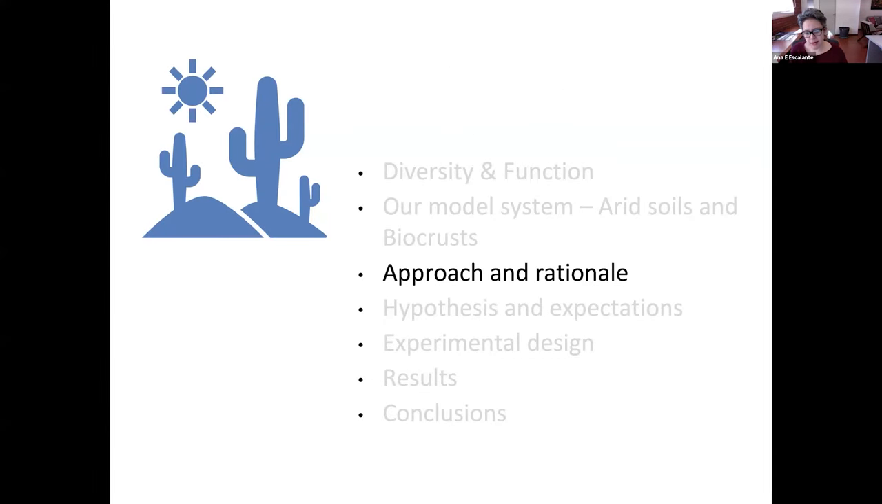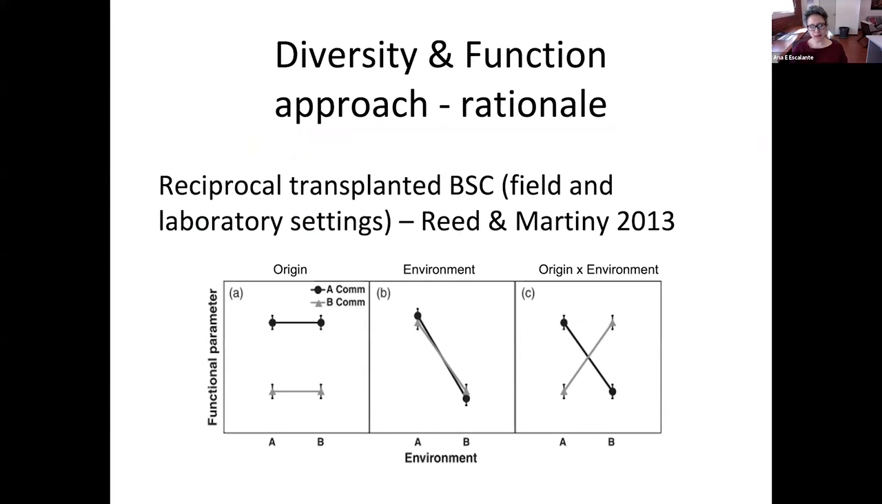So then we thought about the approach to evaluate this relationship, and we went for a reciprocal transplant of biocrust experiment, both in the field and in laboratory settings. The rationale is based on a paper that was also published in FEMS Microbiology Ecology a while ago by Reed and Martiny.